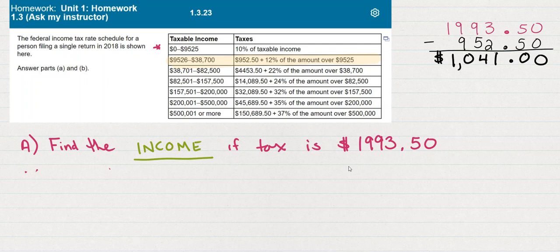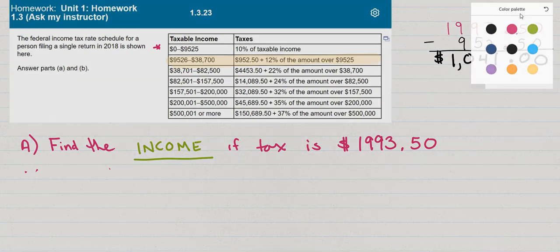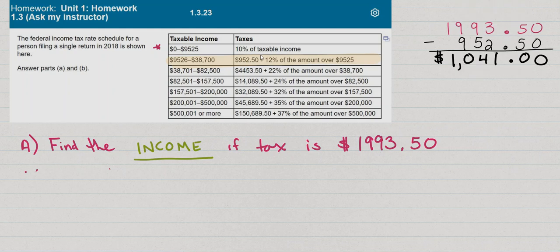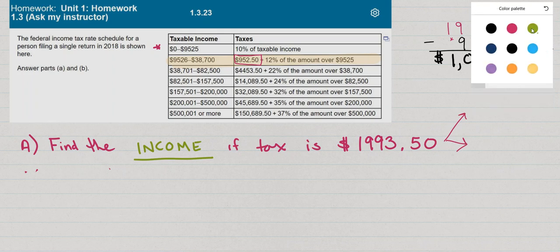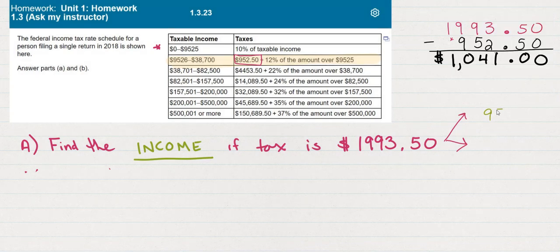If I start with the tax of $1,993.50, and I subtract out, let me show you where I'm getting the part I'm subtracting out. If I subtract out the $952.50, then I'm left with $1,041. So we can see that this tax of $1,993.50 is broken up into two pieces. The first piece is that $952.50.